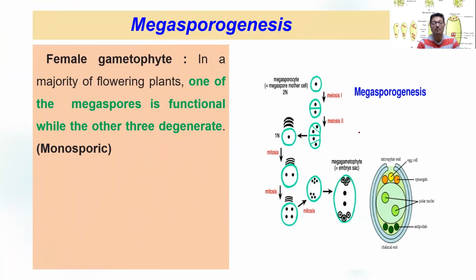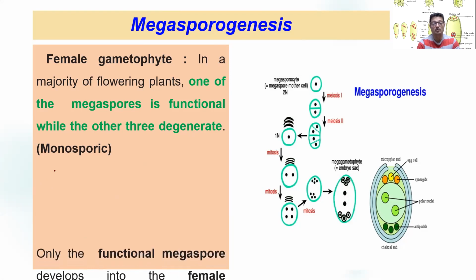And then as a result of mitosis, it gives rise to the embryo sac, the megagametophyte, where there are 8 nuclei, 8 nuclei or 7 cells. Such type of development is called monosporic. Monosporic development. There can be other modes, but for the sake of our chapter, we'll read about monosporic.